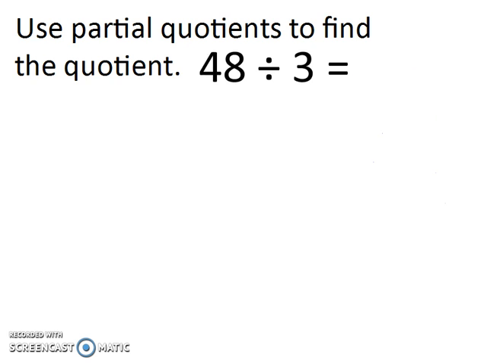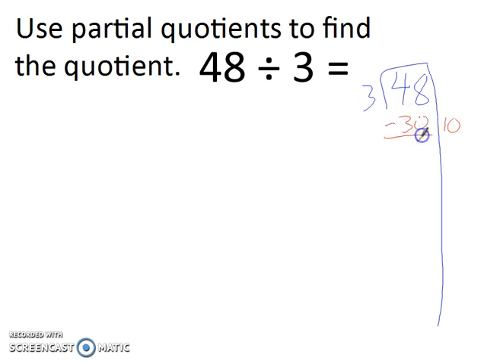Try one more. 48 divided by 3. So I've got 48 inside my box, 3 on the outside. Can I give away 10 3s? Yes. 10 times 3 would be 30. And so now I'm at 18. Can I give away 10 more? Nope, 30 is way too much. How about 5? 5 3s? 5 times 3 would be 15.